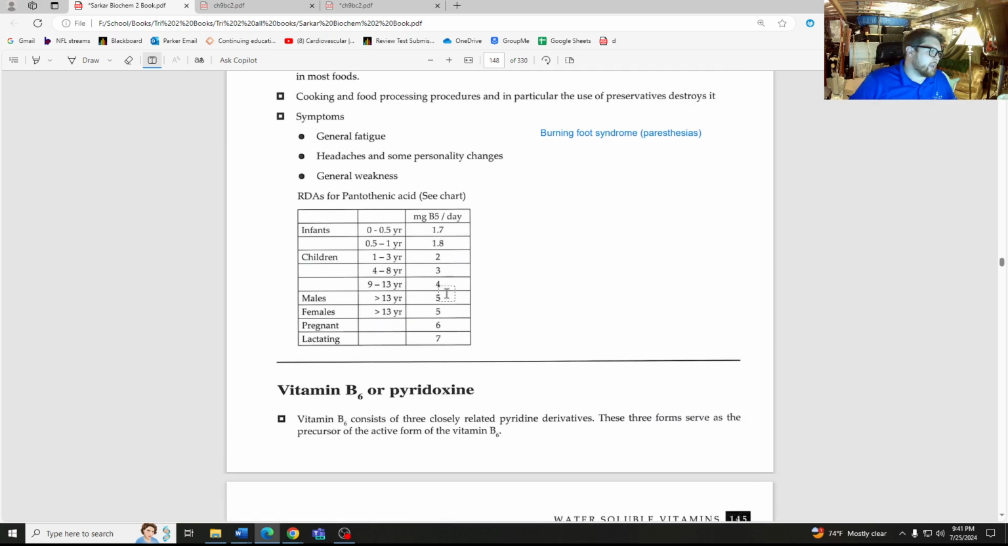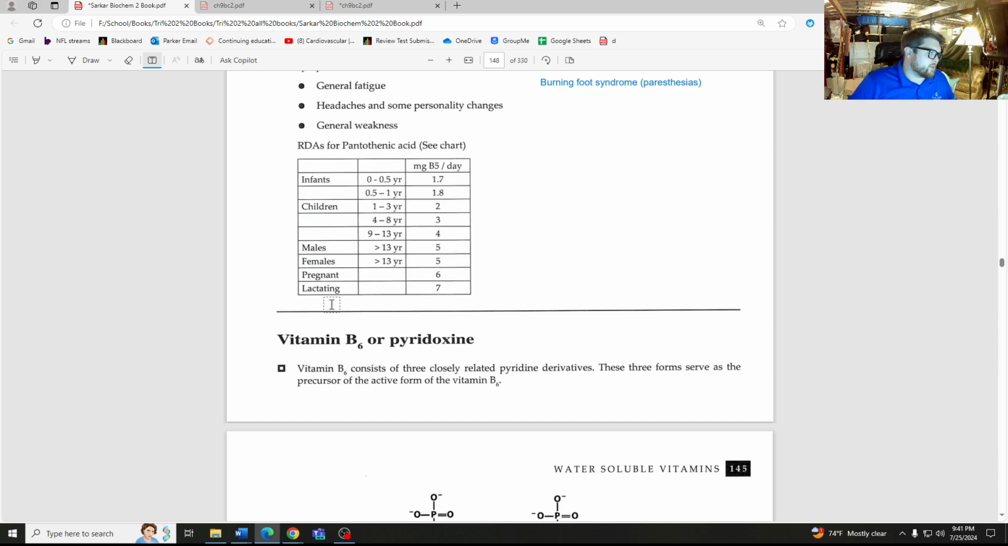Again, same thing with RDAs. Don't worry too much about those. If you have extra time, learn some of them in general. Around 5 is what we want. And again, about half that in children, a little bit more if you're pregnant or lactating.